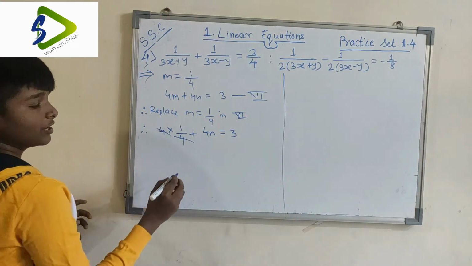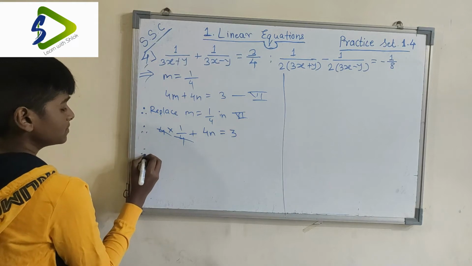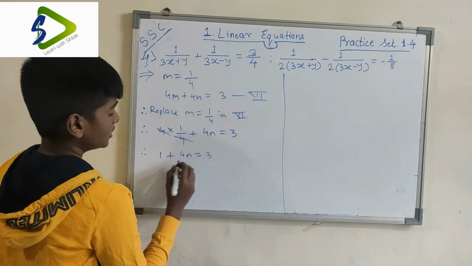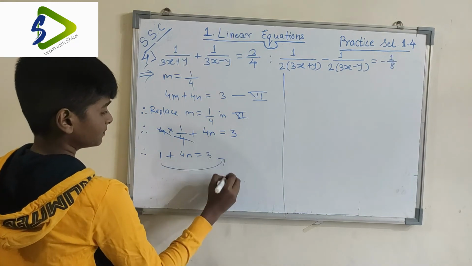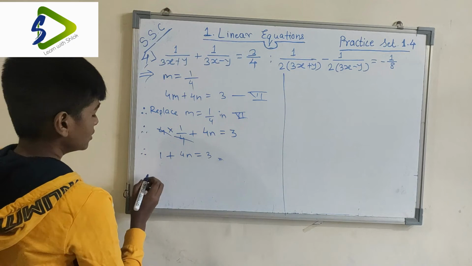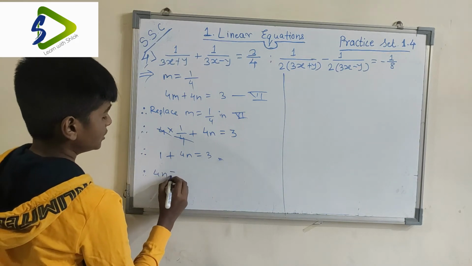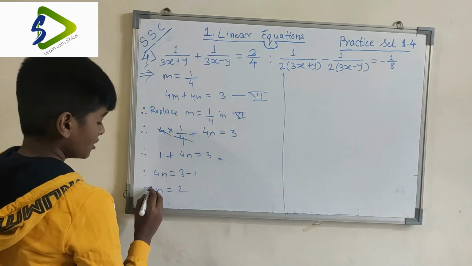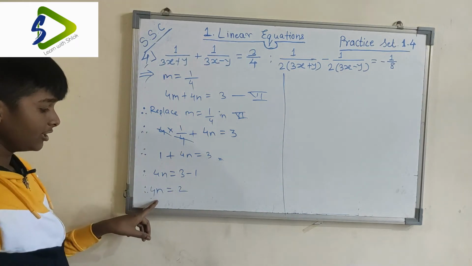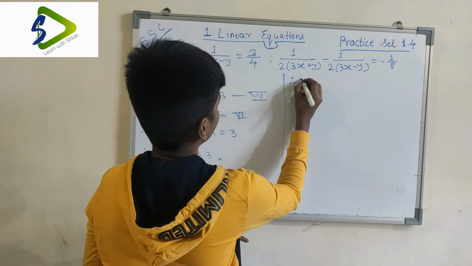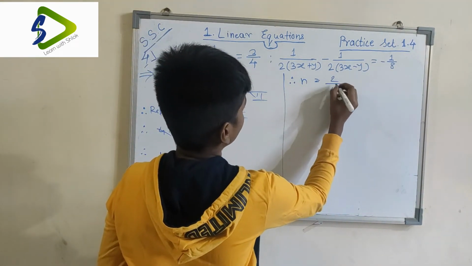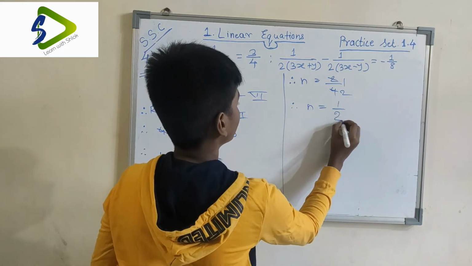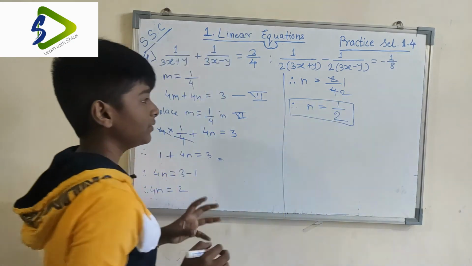Now I can cancel this 4 and 4 out. So our equation becomes 1 plus 4n is equal to 3. Take 1 to the other side, here it becomes minus 1. So therefore 4n is equal to 3 minus 1, so 4n is equal to 2. Now you can take this 4 to the other side also. So therefore n is equal to 2 by 4, 2 ones and 2 twos, and therefore the value of n is 1 by 2.